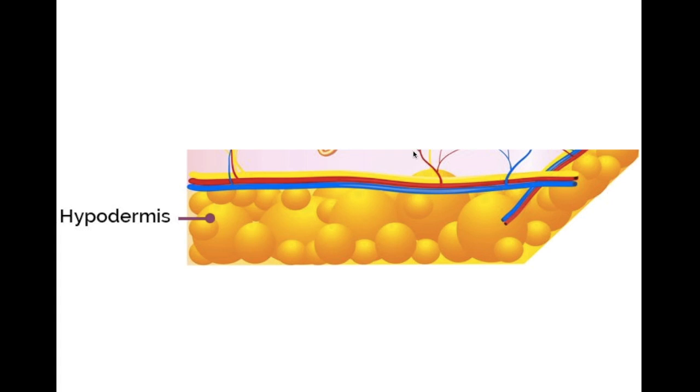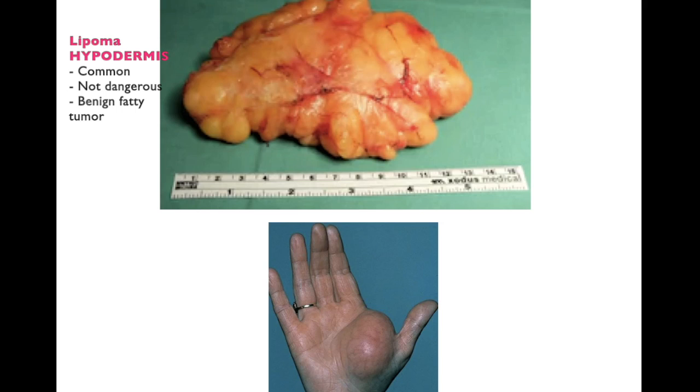And then the last layer of the skin is the hypodermis, or the subcutaneous tissue layer. So there's also some skin conditions associated with this layer. For example, a lipoma. It's not dangerous, it's just a benign fatty tumor. A lipoma is a slow-growing, painless fatty mass, and it's most commonly associated with the hypodermis. It can be triggered by an injury to the subcutaneous tissue, but there's also a genetic component to it.